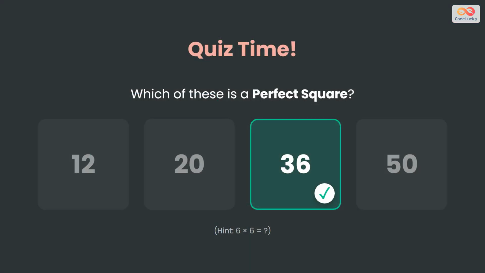Let's test your knowledge. Look at these 4 numbers: 12, 20, 36, and 50. Which one is a perfect square? If you recalled our list earlier, you will know that 36 is the answer, because 6 times 6 equals 36.